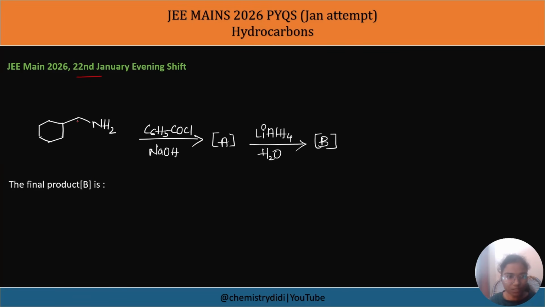Okay, here they have given this compound, and here they have given benzyl chloride, in the presence of NaOH. So here you can write this one like this. C6H5 means benzene ring only. This is C double bond O Cl. Okay, so what happens here?